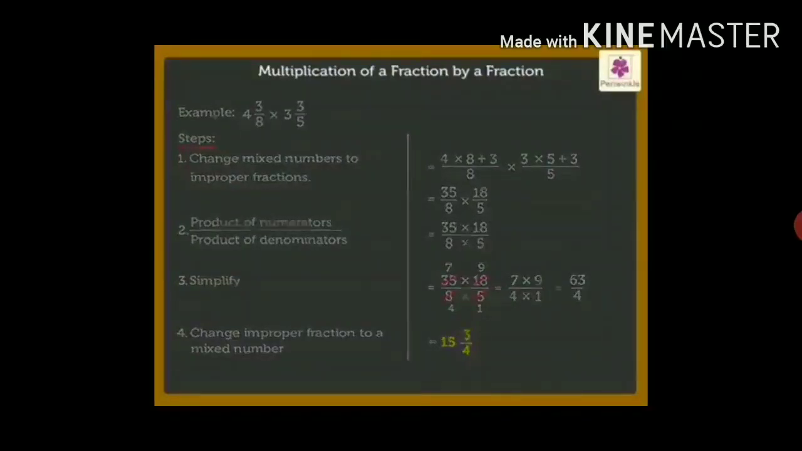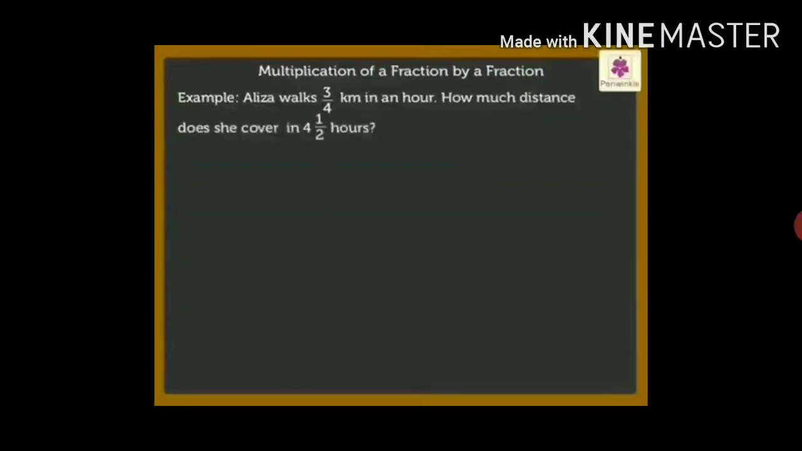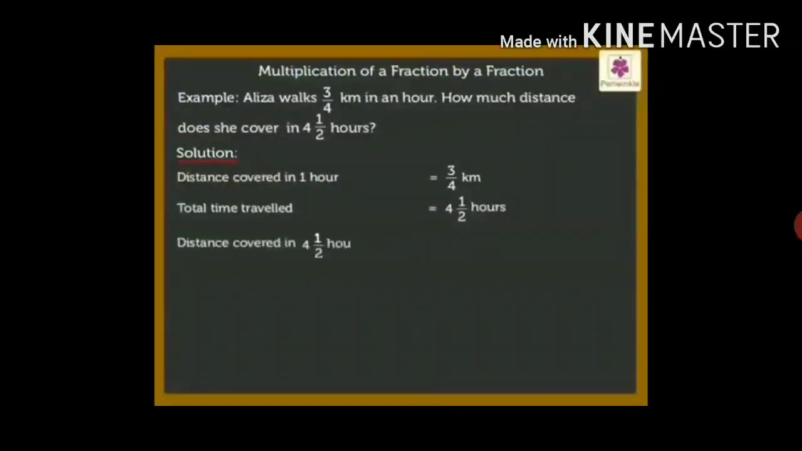Kids, why not try solving one story problem? Let us begin. Eliza walks 3 upon 4 kilometers in an hour. How much distance does she cover in 4.5 hours? So, we write the statements as in 1 hour, Eliza walks 3 upon 4 kilometers. Total number of hours she walks is equal to 4.5 hours. Distance covered in 4.5 hours is equal to 3 upon 4 into 4.5.